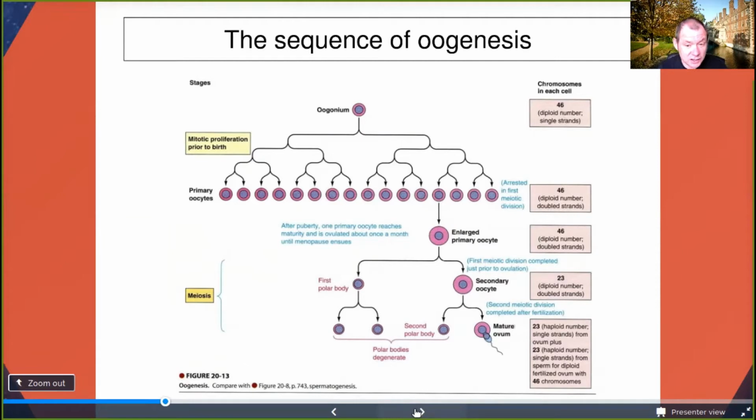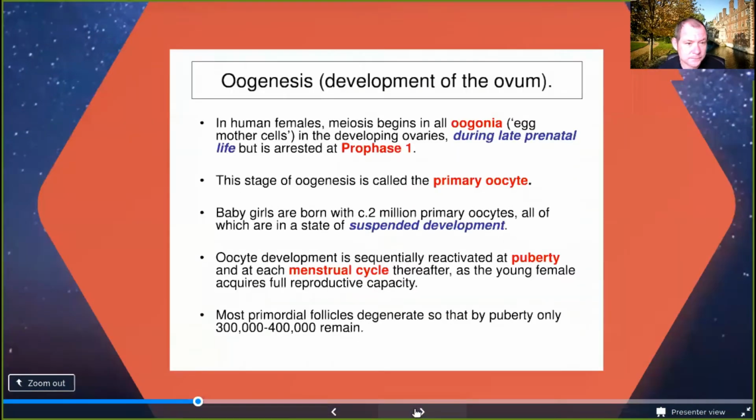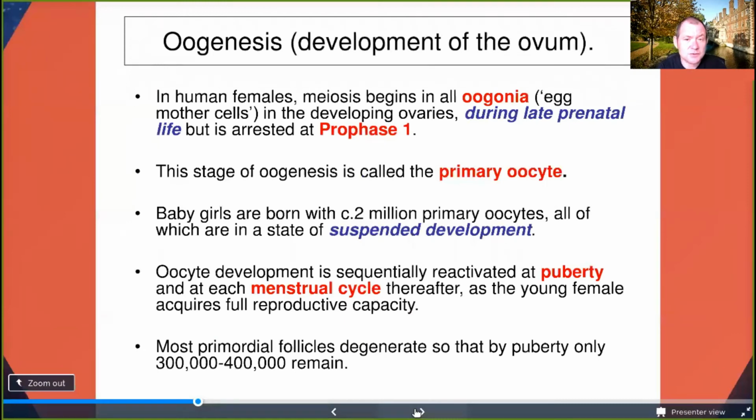Then there's an enlargement, a further change in the structure of each of these primary oocytes. And then a secondary oocyte is formed. The secondary oocyte has only 23. So we basically have 23 chromosomes at this point. And then the secondary oocyte matures. We get a mature egg, which may or may not fuse with a sperm. So oogenesis, development of the ovum.